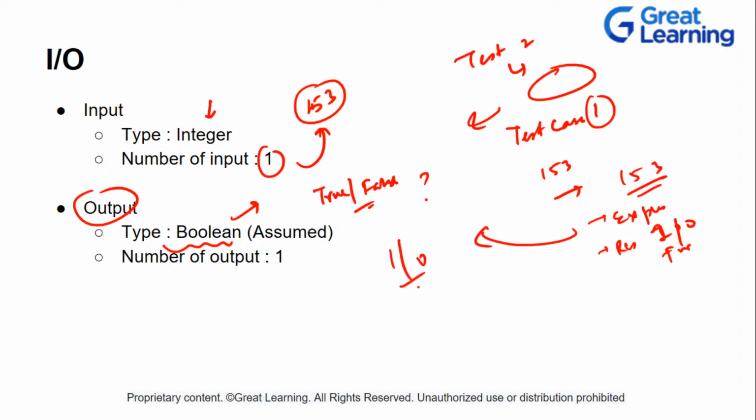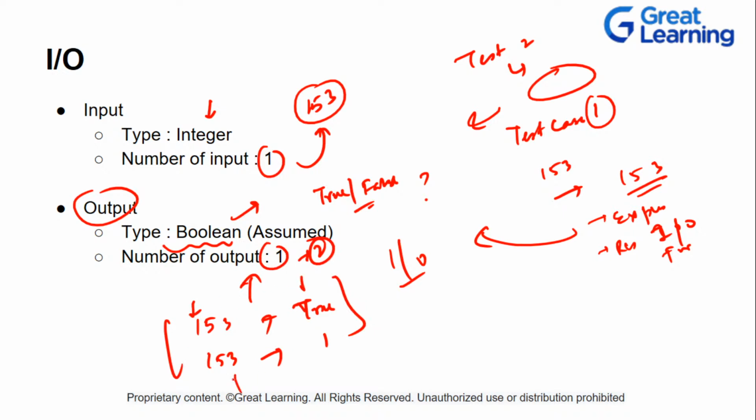But it is obvious that you can also find out the number of inputs, okay? So let's suppose in the test cases the output was like this: 153 true, or 153 1. So here the number of outputs is not 1, there are 2 values. One is an integer, another is a boolean or integer. So depending upon the test cases, you can easily predict the output.